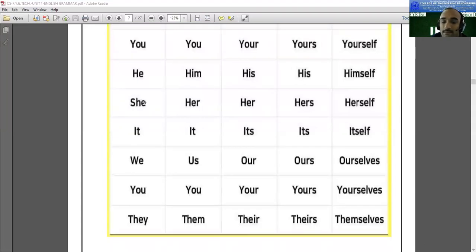She is the subjective case. Okay. Then its objective case is her. Its possessive adjective is her. Its possessive case is hers and its reflexive case is herself. Same is for the it, we, you and they.